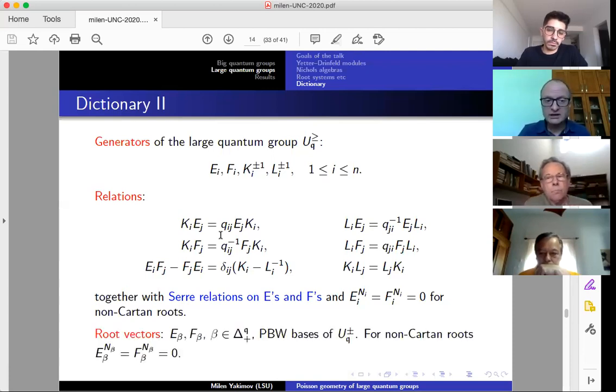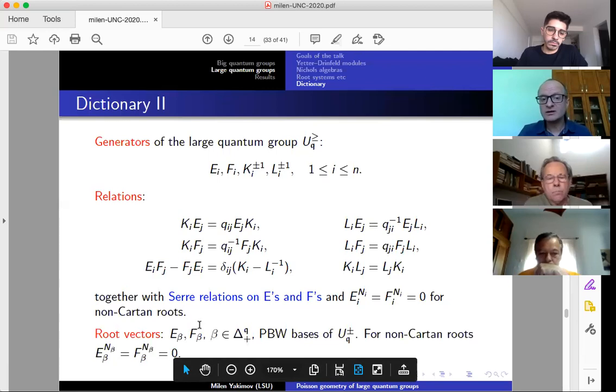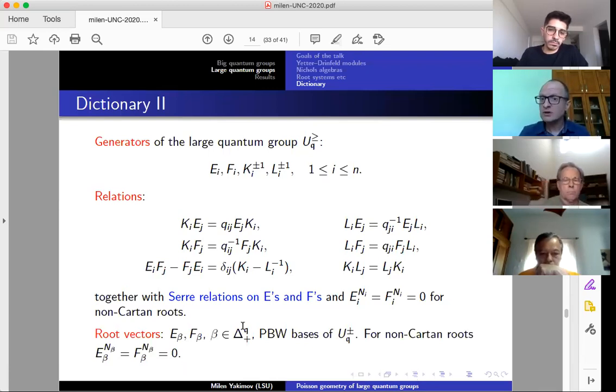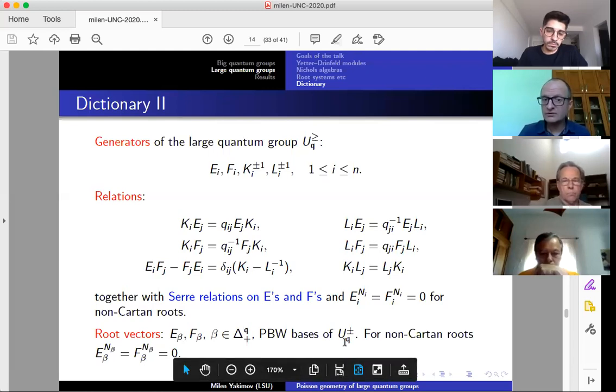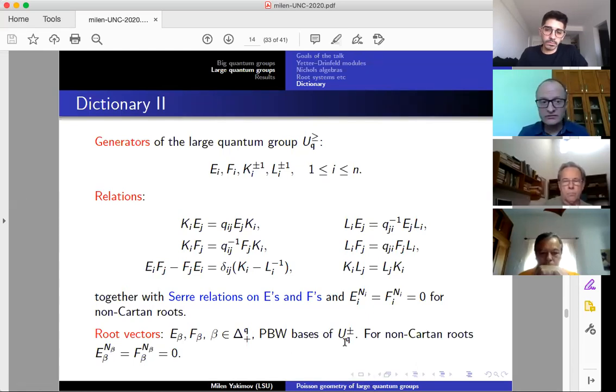And again, we can write down some root vectors, E_beta and F_beta. These beta are going to be all the roots, the Heckenberger roots for this Nichols algebra. We can write down PBW bases for the positive parts and the negative parts. And for the non-Cartan roots, we have relations of the form E_beta raised to the power n_beta equal to 0. And for people who work on Lie superalgebras, these are precisely the kind of relations that you have for isotropic odd roots.